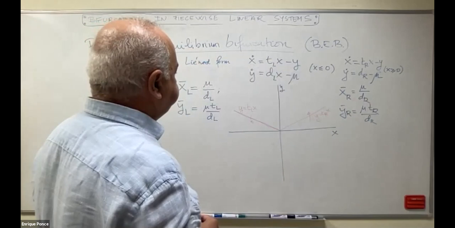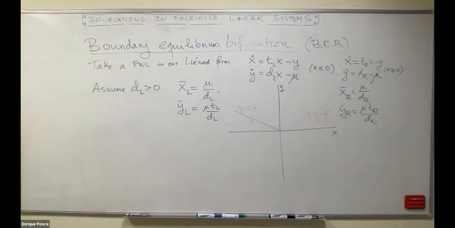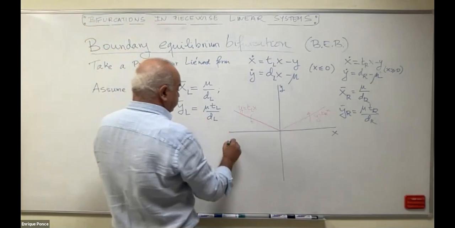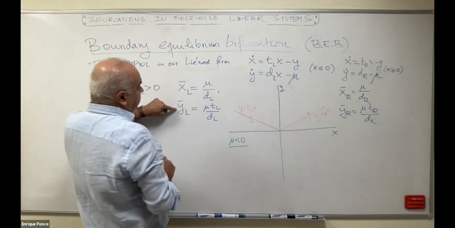Okay, then to start the play, we consider to start that mu is negative. Let us assume mu negative. Then this equilibrium point is over on this.